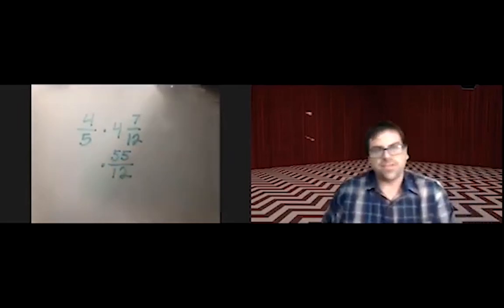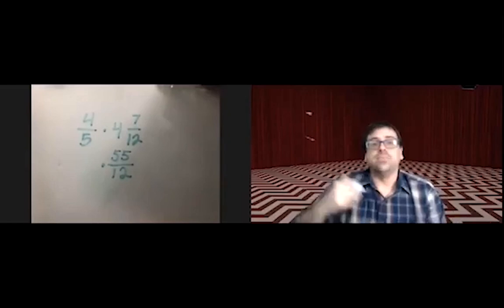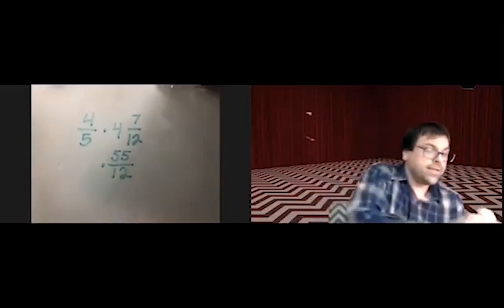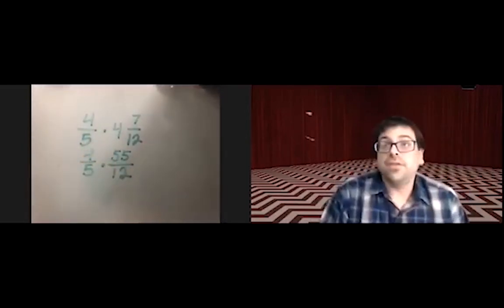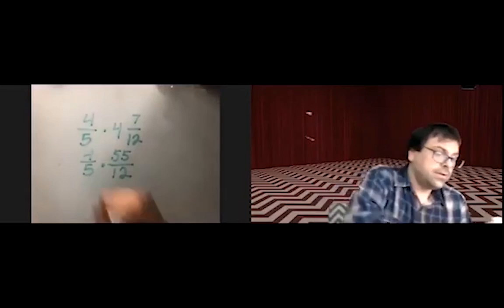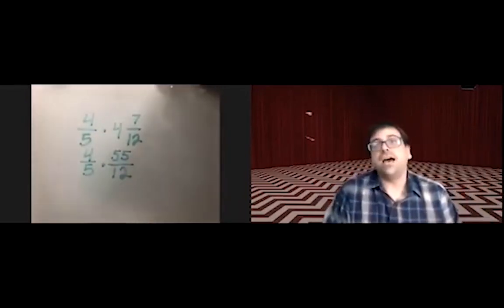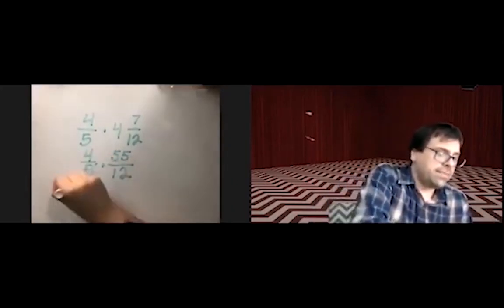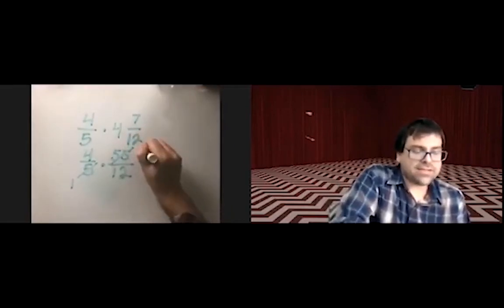55 twelfths. This is why we did practice in the homework with turning mixed numbers into improper fractions and vice versa. This is 4/5 times 55 twelfths. Thank goodness we have canceling. 5 and 55 can both be divided by 5. 5 divided by 5 is 1. 55 divided by 5 is 11.